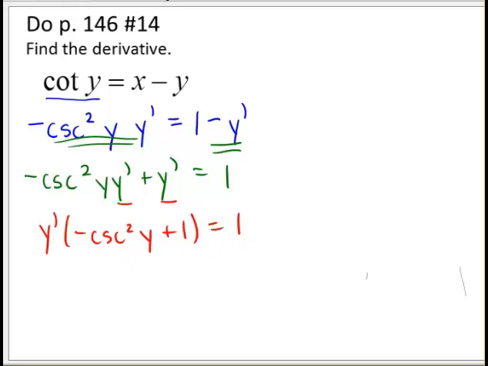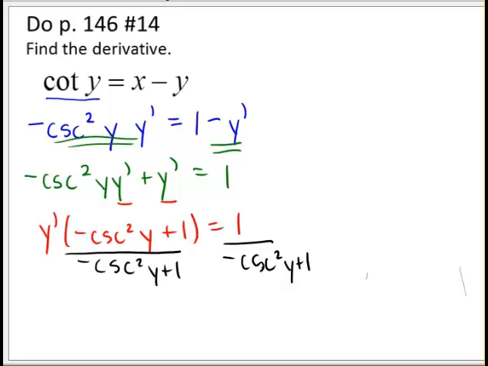Solve for y prime. So I'm going to divide the negative cosecant squared y plus 1 off both sides. And I come up with my final answer: y prime equals negative 1 over cosecant squared y plus 1. Now I said I was going to do this problem twice, and I am.